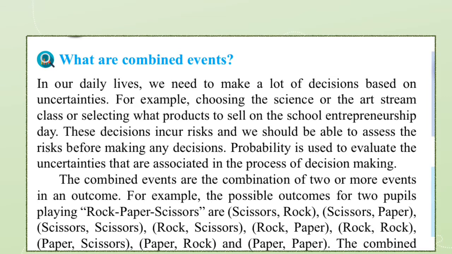In our daily life, we need to make a lot of decisions based on uncertainties. For example, choosing the science or the art stream class, or selecting what product to sell on the school entrepreneurship day. These decisions incur risks, and we should be able to assess the risk before making any decisions. Probability is used to evaluate the uncertainties that are associated with the process of decision making.